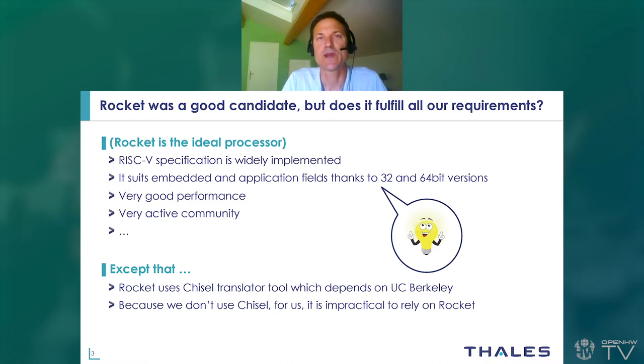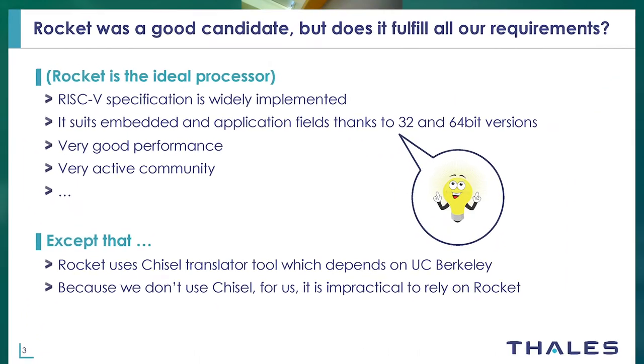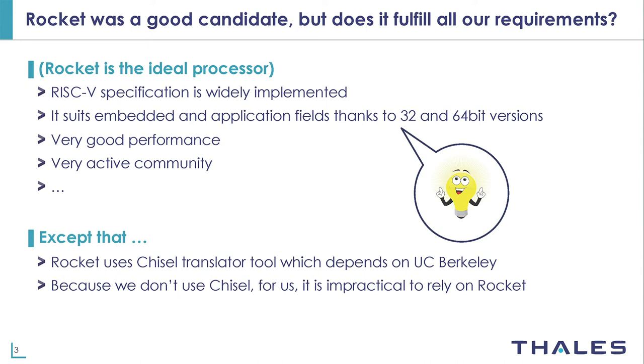The RISC-V specification is widely implemented in Rocket. It suits embedded to application fields thanks to the two flavors, the 32 and the 64 flavor. The performance is good and the community is very active, the development community, I mean. Except that Rocket uses the Chisel translator tool, which depends on Berkeley. It is dangerous to rely on Rocket for those aspects.